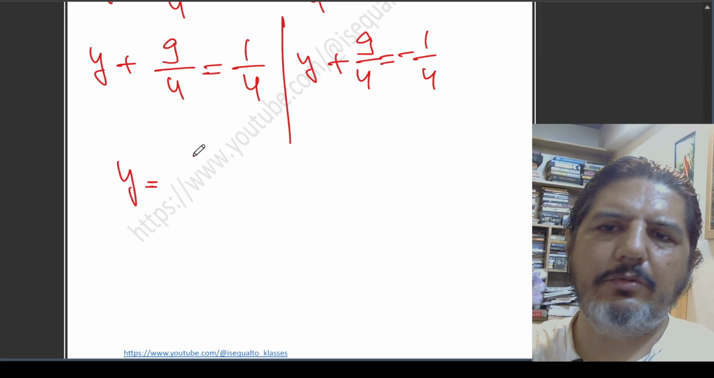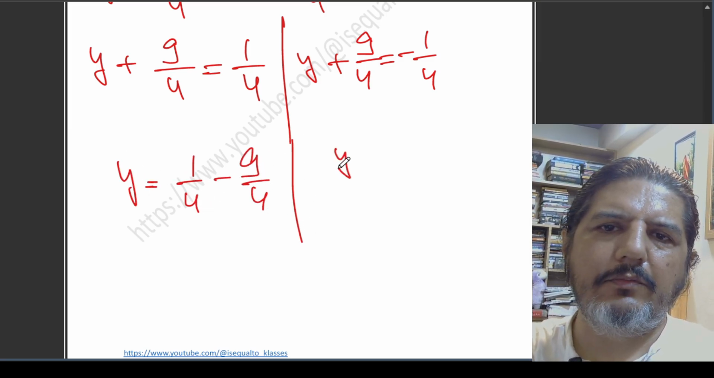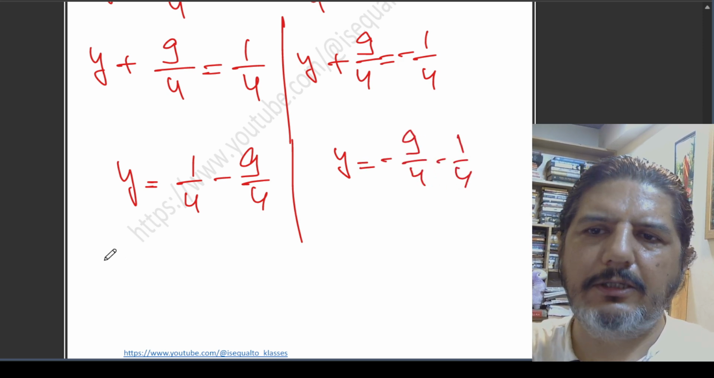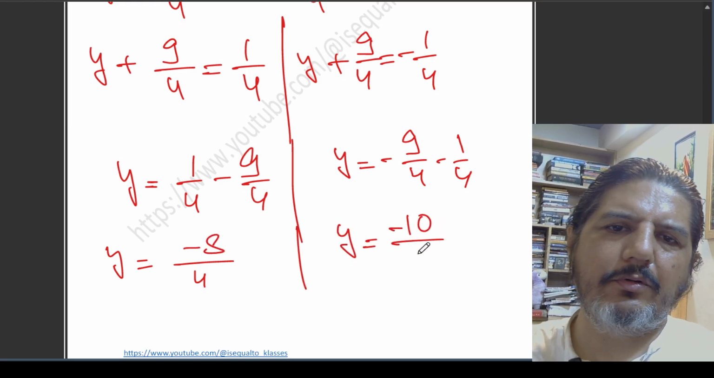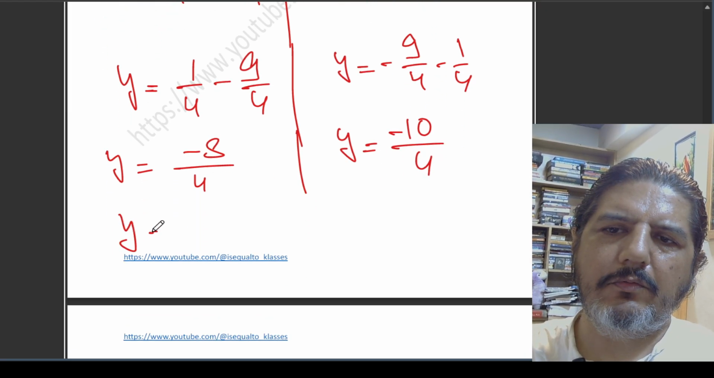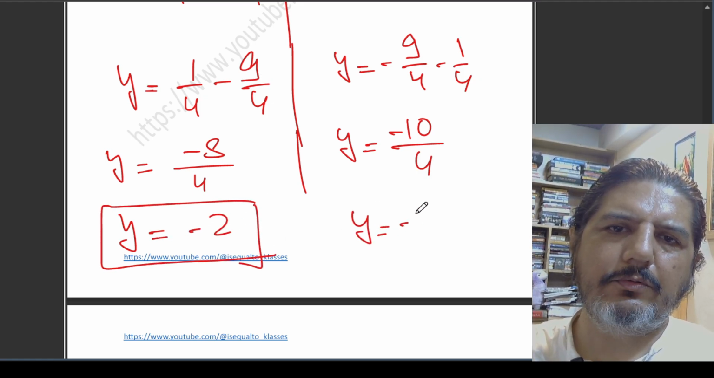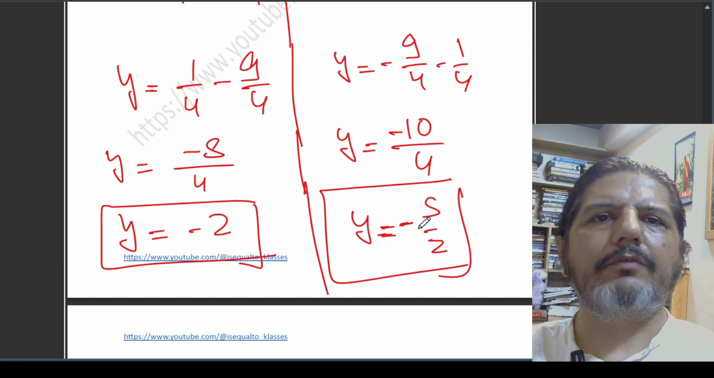So y is equal to 1/4 minus 9/4. And y is equal to minus 9/4 minus 1/4. So y is equal to minus 8 upon 4, y is equal to minus 2. And y is equal to minus 10 upon 4, y is equal to minus 5 upon 2. So this is the final answer.